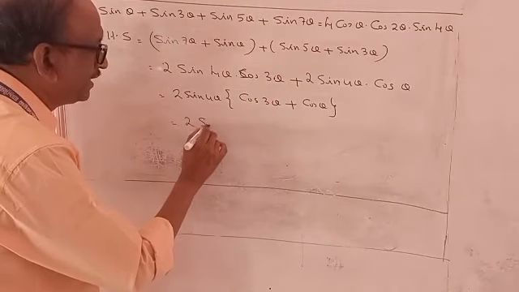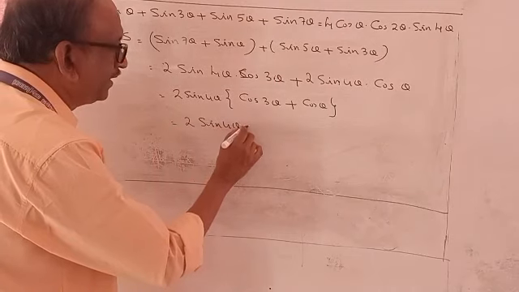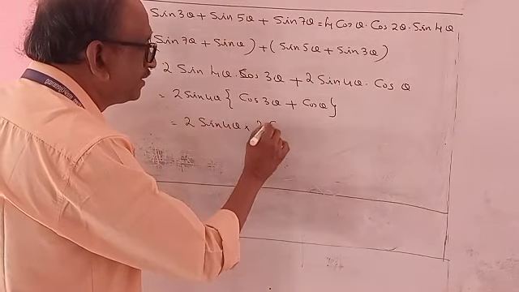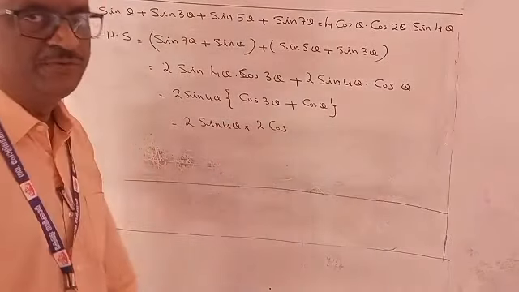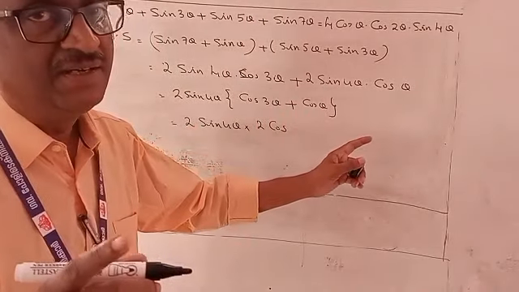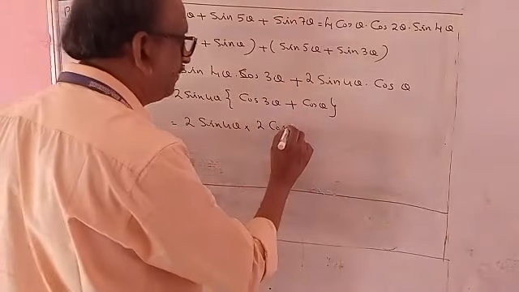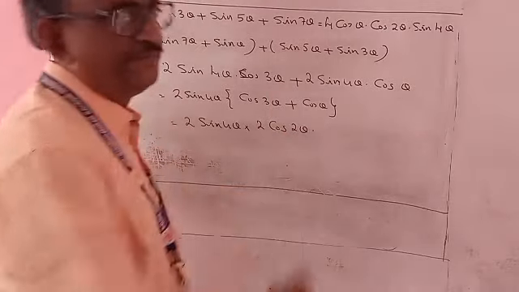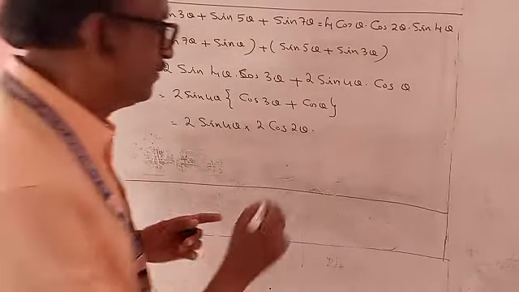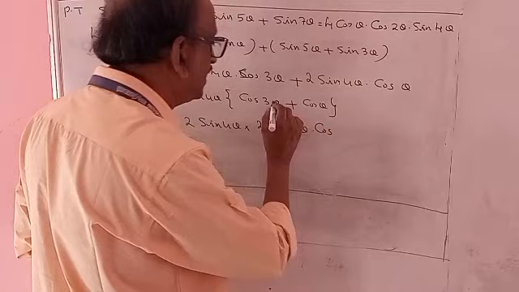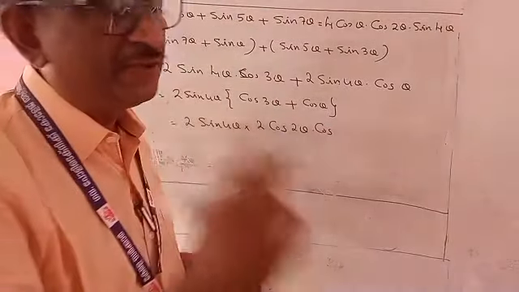2 sin 4 theta into 2 cos (c plus d) by 2. C plus d is 3 theta plus theta by 2, 4 theta by 2, 2 theta. 2 cos 2 theta into cos (c minus d) by 2. Cos c minus d: 3 theta minus theta is 2 theta, 2 theta by 2 is theta.